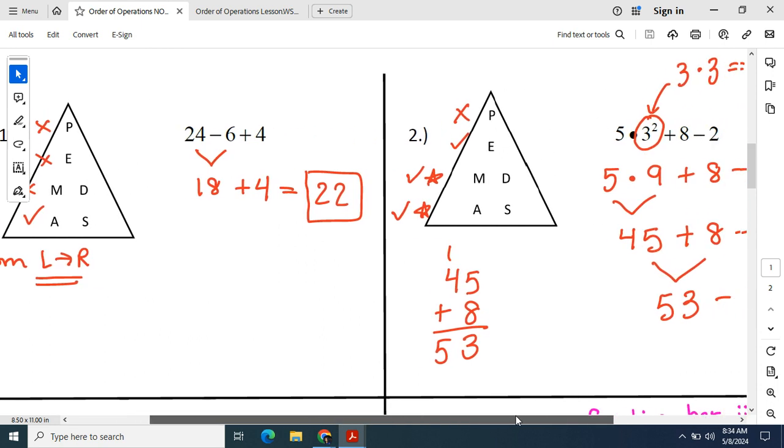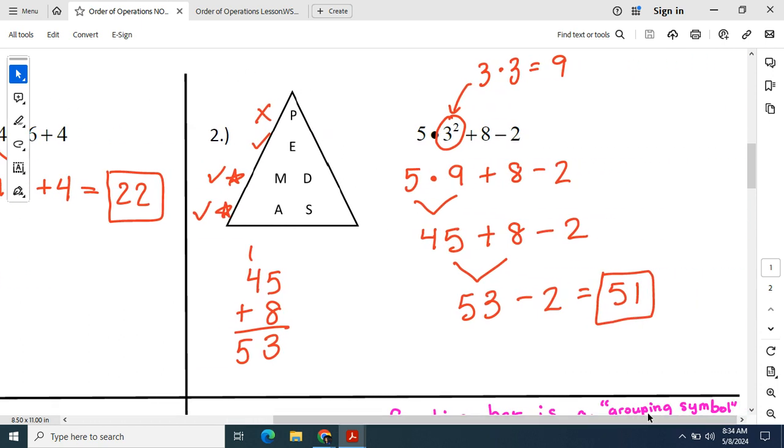Let's look at example 2. Look at the triangle. Do you see parentheses or grouping symbols? No. Do you see exponent? Yes. So I circled 3 squared, and on the side I wrote 3 squared means 3 twice. 3 times 3 is 9. So I copied down 9 and brought everything down. I brought 5 times 9 plus 8 minus 2. Always bring everything down and go step by step.